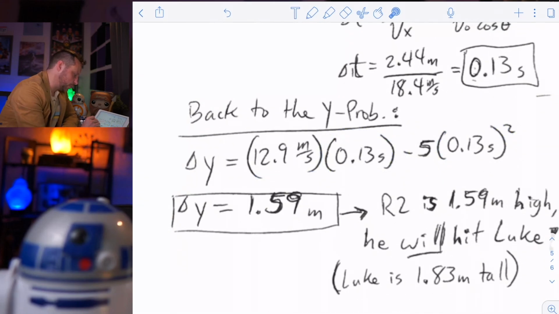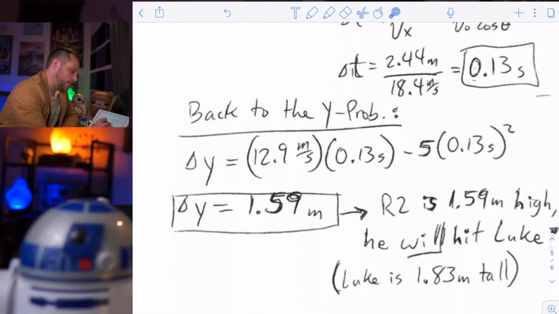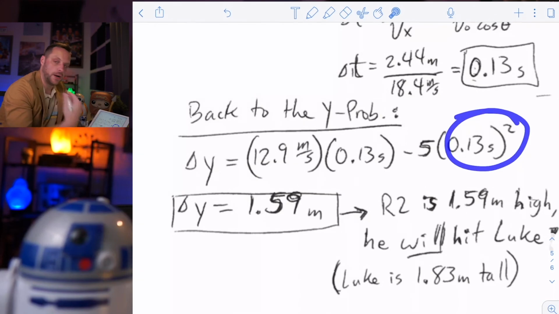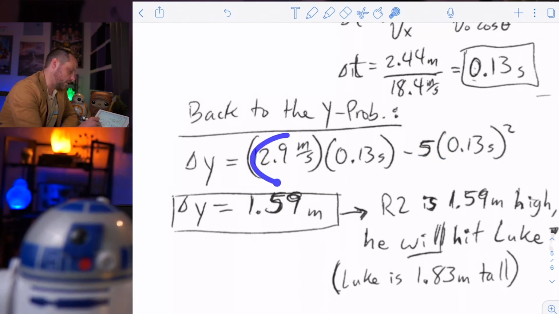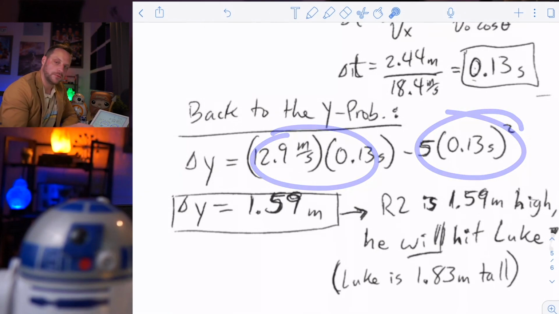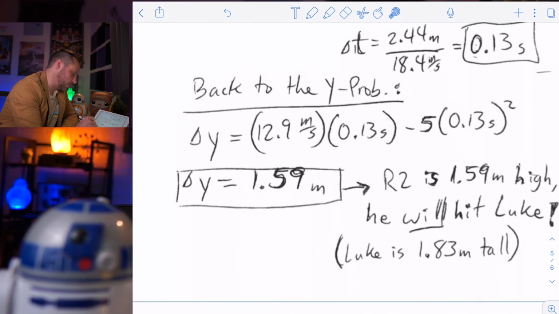You're going to multiply 12.9 times 0.13 in your calculator, and then do 0.13 squared, then multiply that by 5, and then subtract those two. Right? That's the correct order of operations. And if you do it right, you'll get 1.59 meters.